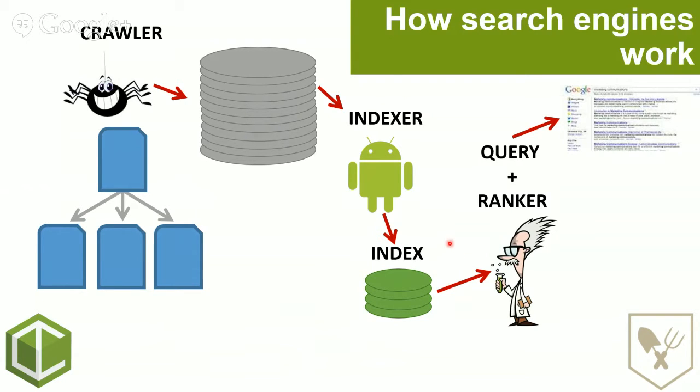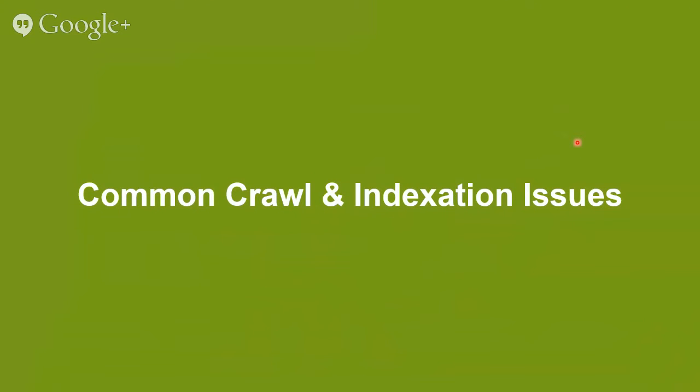When a user makes a search query, the search engine will take whatever it can, which is relevant to that search query from the index, and rank it into a search result page. So, a lot of the issues that we see as SEOs, a lot of technical issues anyway, have to do with either crawl or indexation.